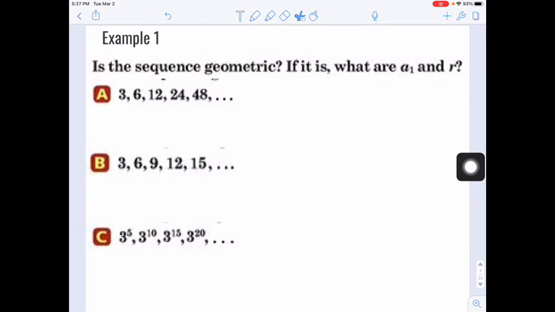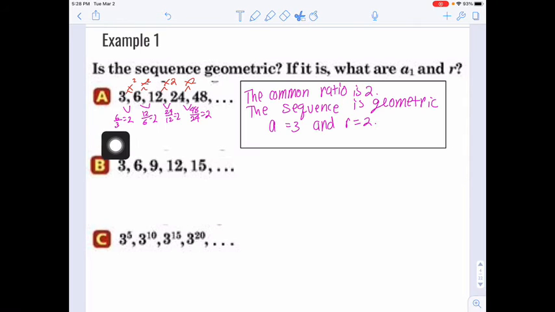Example 1 says, is the sequence geometric? If it is, what are a1 and r? For part A, we have 3, 6, 12, 24, 48, and so on. For part B, we have 3, 6, 9, 12, 15, and so on. For part C, we have 3 to the 5th, 3 to the 10th, 3 to the 15th, 3 to the 20th, and so on.